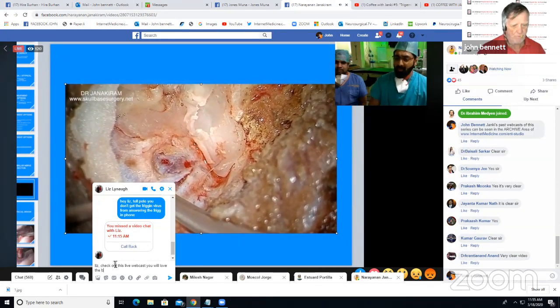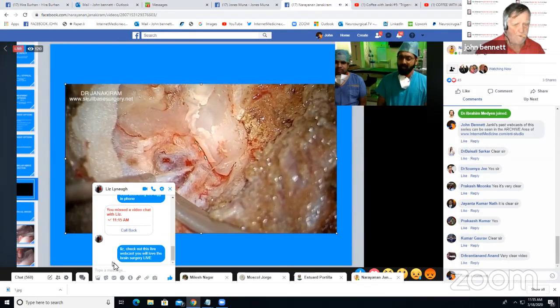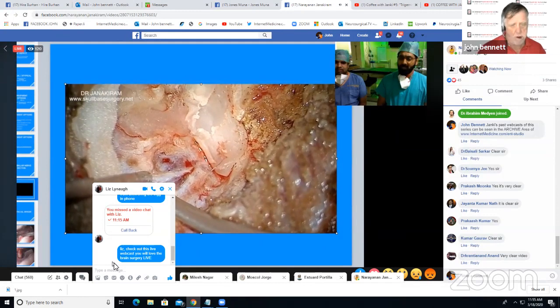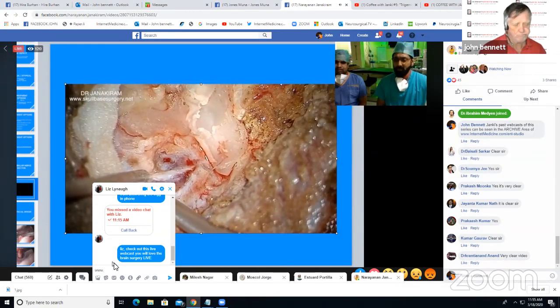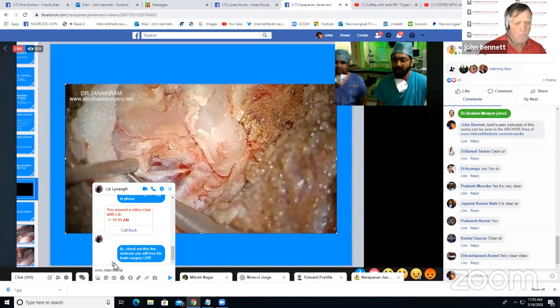It's a pretty simple procedure. It's not a tough procedure at all. You can easily learn this if you do a few cadavers. It's generally a very, very easy procedure. The only thing is you should be very careful while doing it.